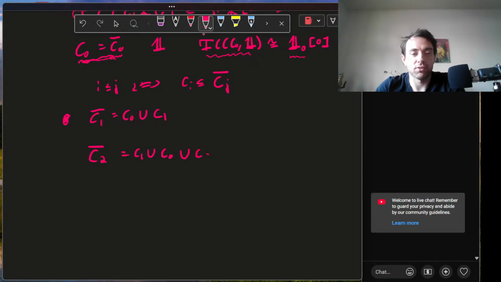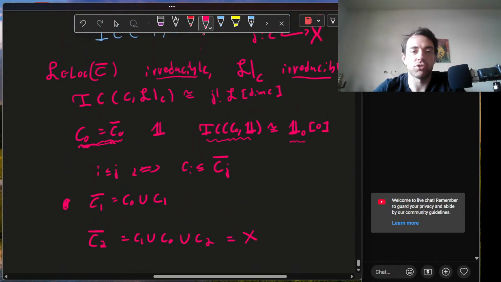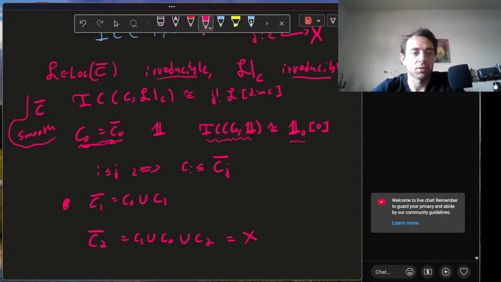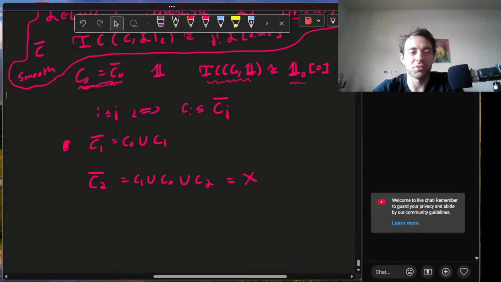I did this in a stupid order, but oh well. Which is the entire variety that we started with. I hope I said it out loud, but everything I said here requires C bar to be smooth. That's very, very important. It's super false if C bar is not smooth.